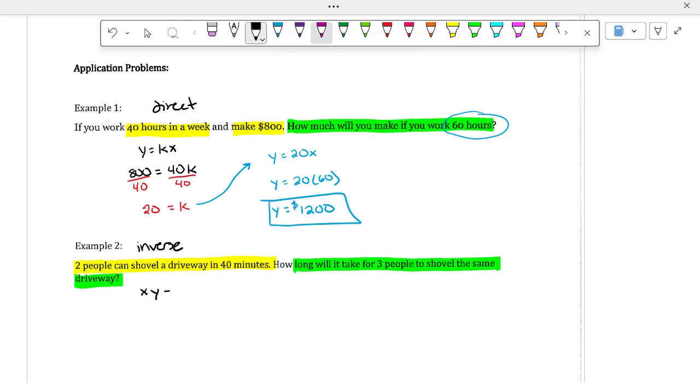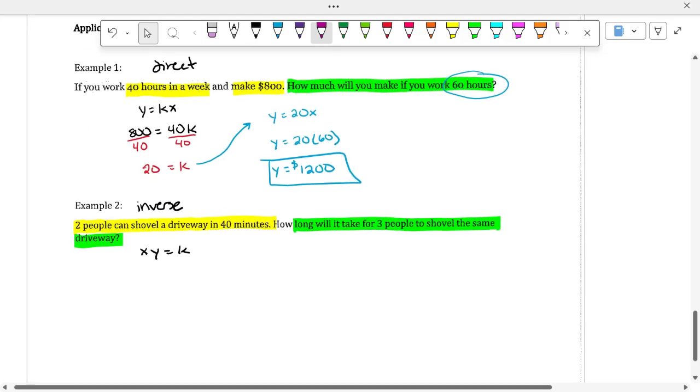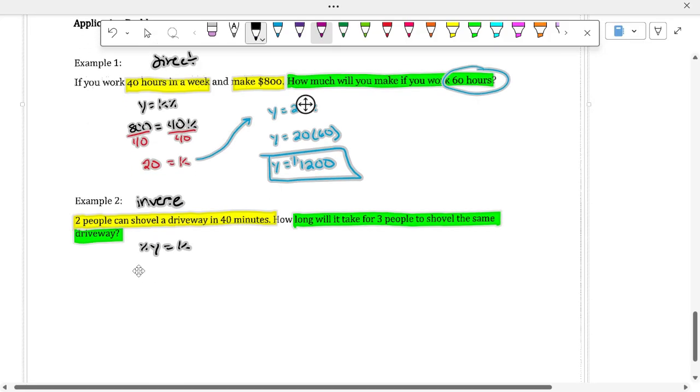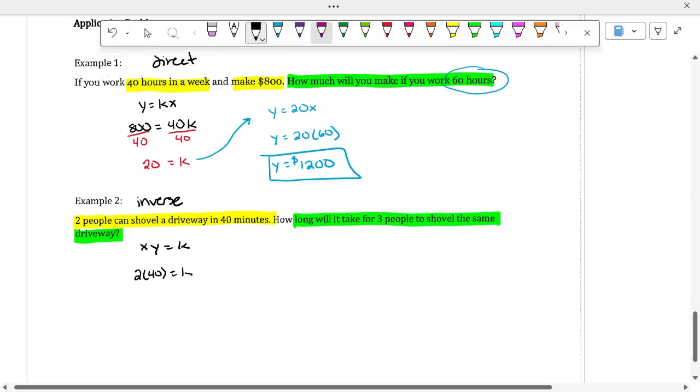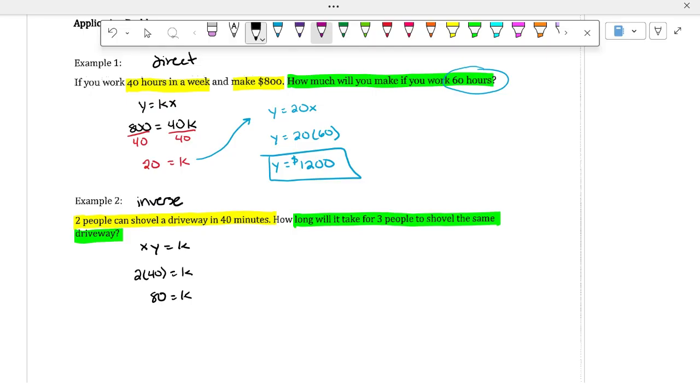So we're using xy is equal to k. So we have 2 times 40, and that should give us k. So 80 is our k value. So if we have 3 times y is equal to 80, divide by 3, y is approximately how many minutes it should take you? It's not going to be a pretty number. Round to the nearest. So it's 26.6 repeating. So I'm going to say approximately 26 minutes.